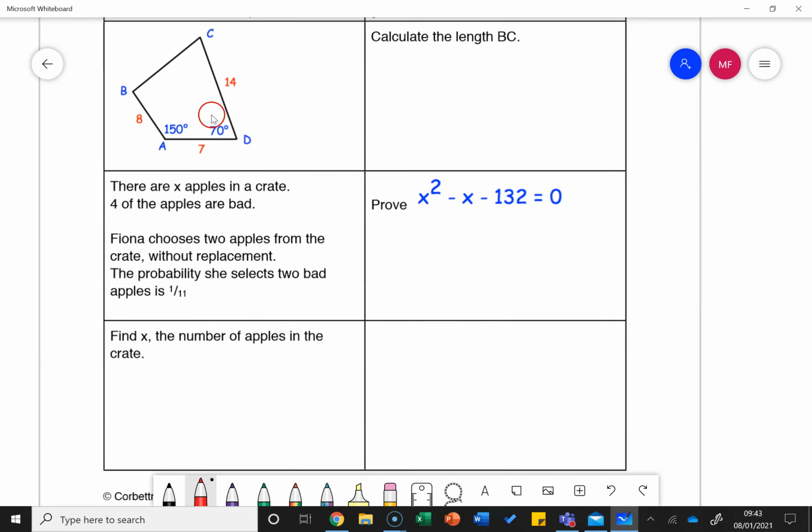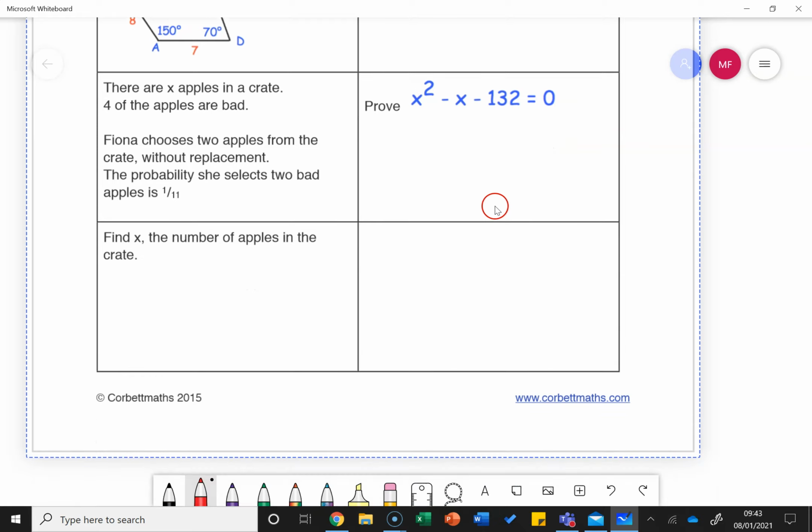I'll tell you what I'll do. I'm going to miss out this one because it needs loads of space because it's a really big question. It's a great question, but really big. And let's go down to this one here. So we'll do that one afterwards.